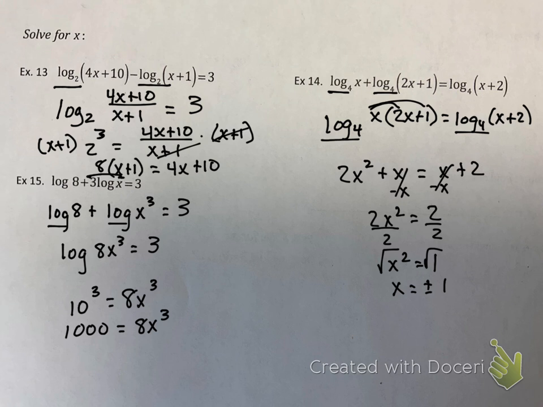So we take 1,000 and divide it by 8. So let's divide by 8, and we get 125 equals x to the third. Now to solve for x, remember we have to take the cube root, and the cube root of 125 is 5, because 5 times 5 times 5 is 125. So our answer is x equals 5. And so here's how you can use the properties of logs to solve for x.